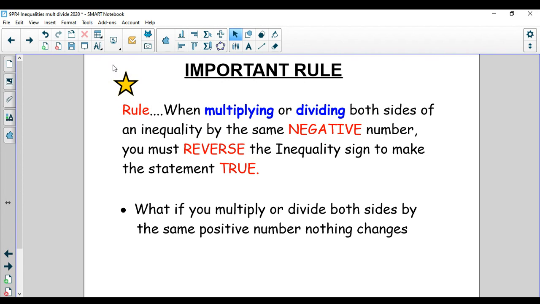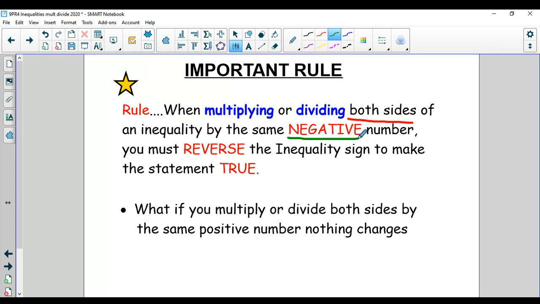The rule: when multiplying or dividing both sides, ladies and gentlemen, both sides of an inequality by the same negative number, it has to be a negative number. When we're multiplying and dividing, we're only in the solve phase. We're not doing like terms. At this point, you must reverse the inequality sign to make the statement true.